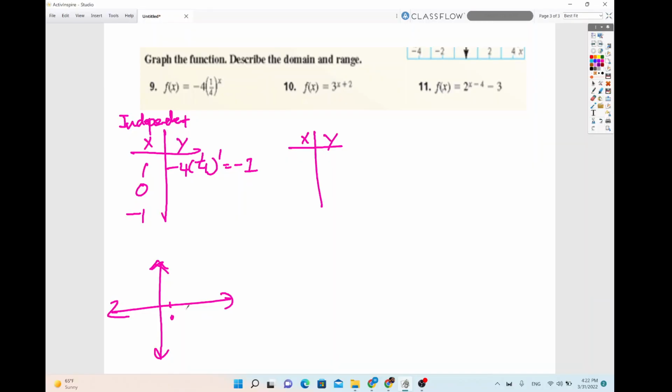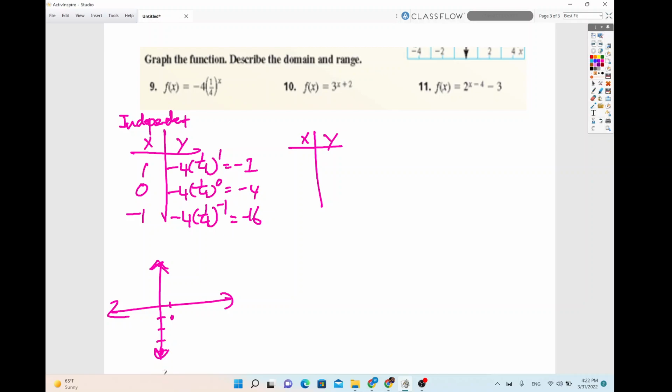fourth quadrant. And then plug in 0: we got 1/4 to the power of 0, which is 1, times negative 4, which is negative 4. So 0 comma negative 4. Here's 1, negative 1, negative 2, negative 3, negative 4, so it's down here. And what about if I plug in negative 1? Negative 4 times 1/4 to the power of negative 1. By properties of exponents, 1/4 to the power of negative 1 is 4. 4 times negative 4 would be negative 16. So that would be too much.